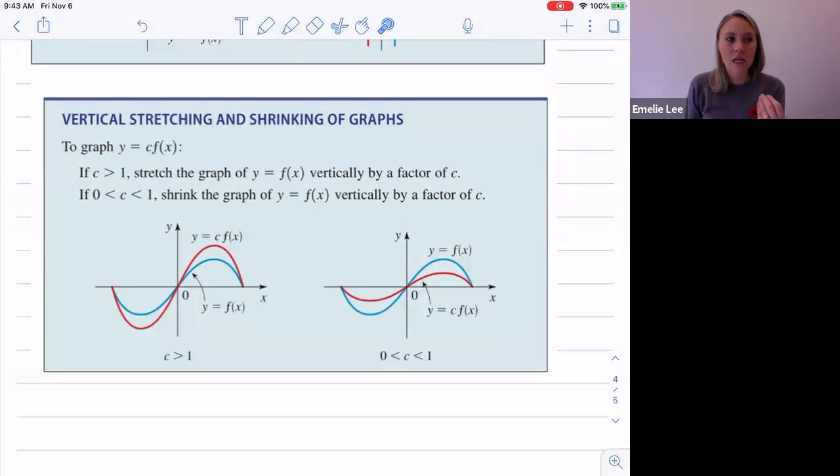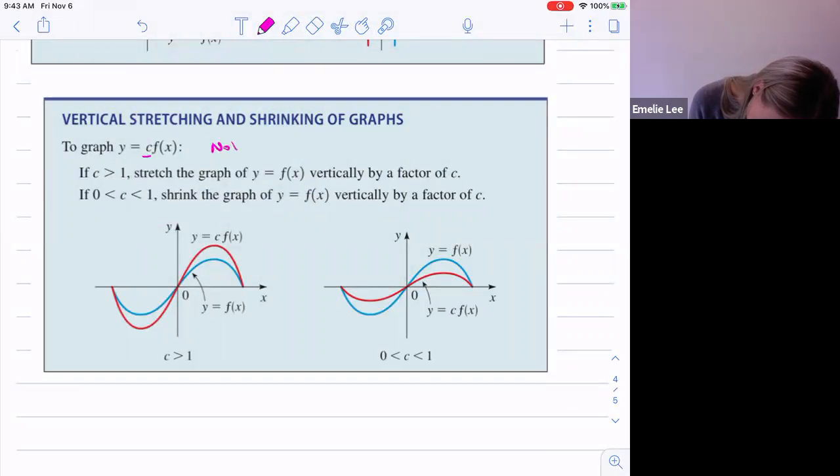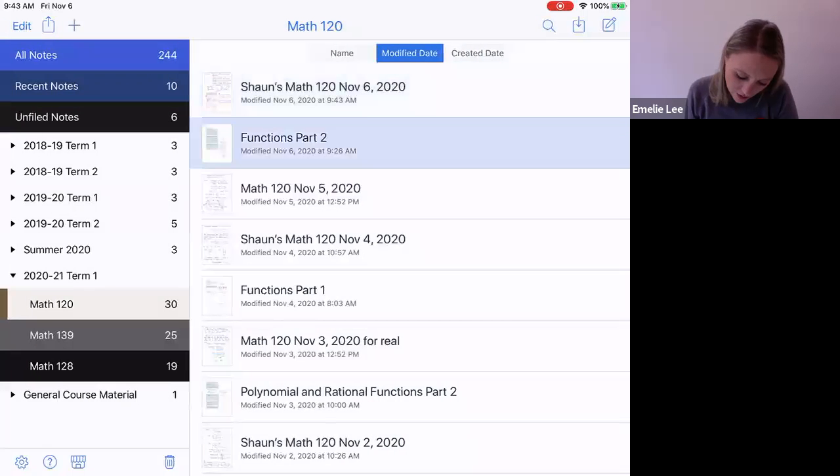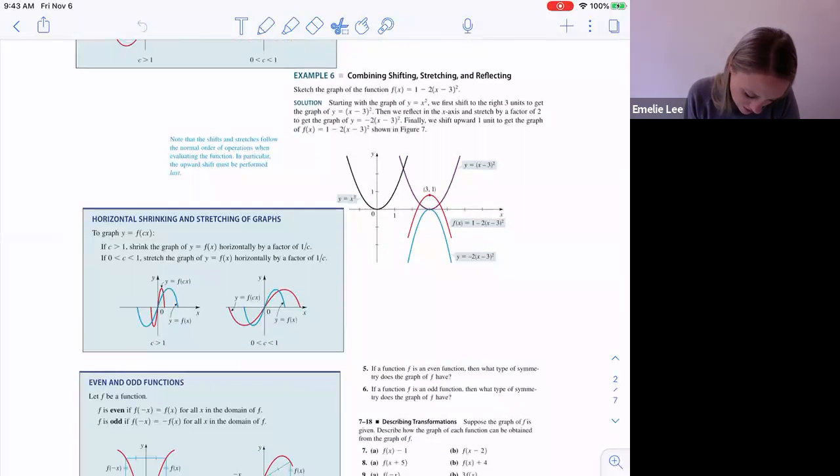So I feel like, again, vertically, if things are being applied to the function, it behaves the way you think it will, right? So notice c is acting on f of x. Okay, so that's what makes it vertical. Okay. How about the horizontals? Horizontal shrinking and stretching.